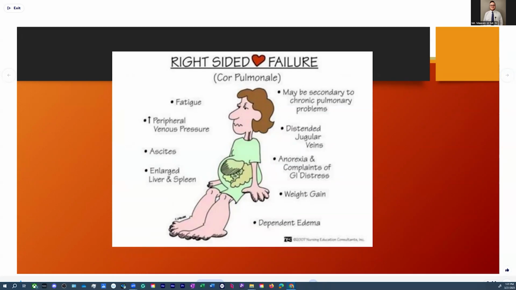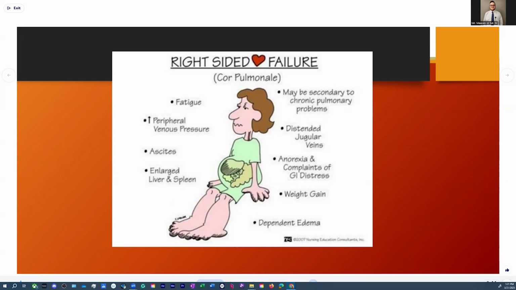Symptoms, manifestations, think plumbing. Where does the fluid go? It backs up into the whole vascular system. So it's coming from the vena cava, from the venous system. The whole venous system gets backed up. And if that happens, you're going to have fluid overload. So right-sided heart failure patients tend to suffer from severe dependent edema, weight gain from the fluid overload.